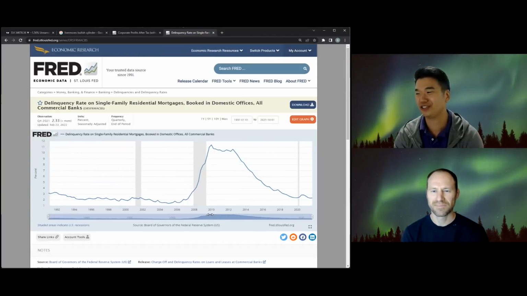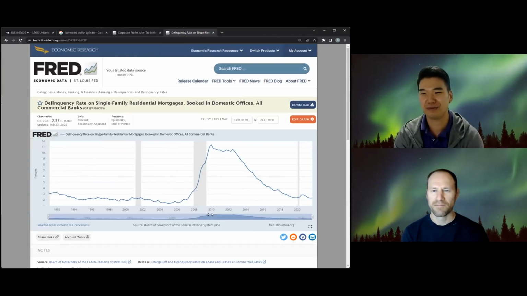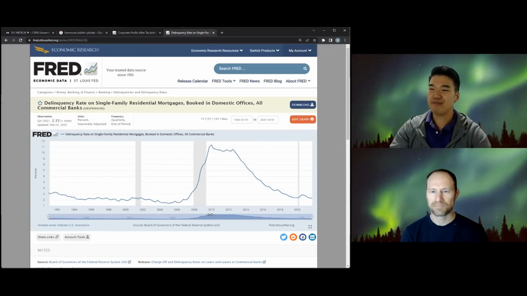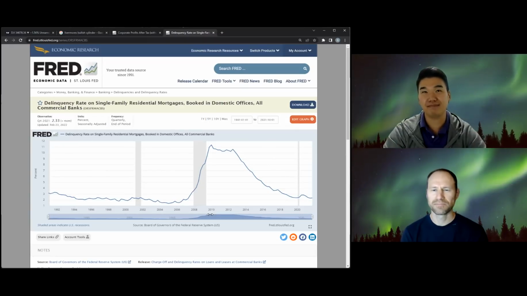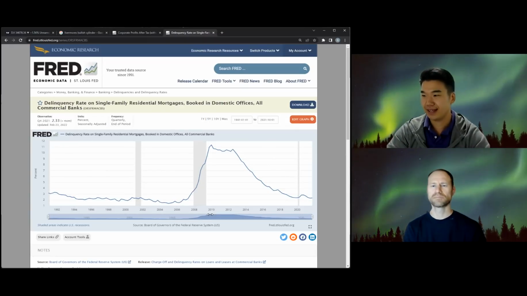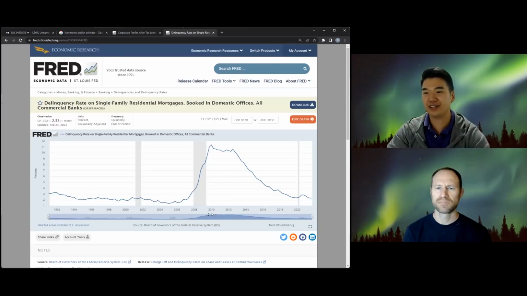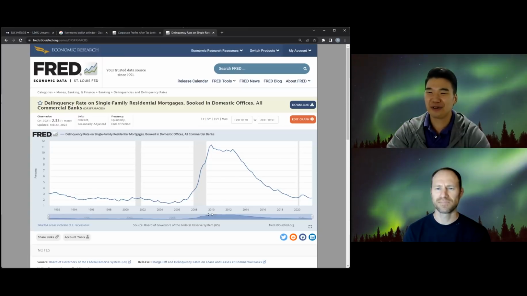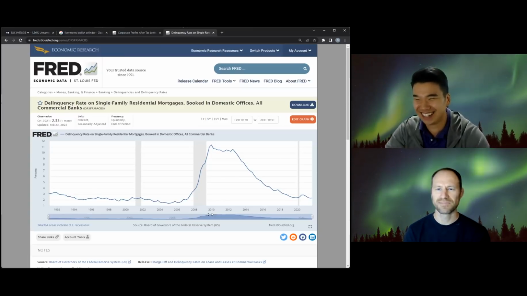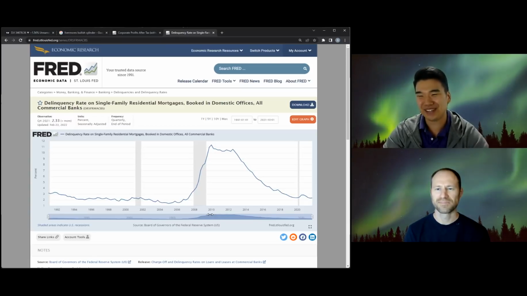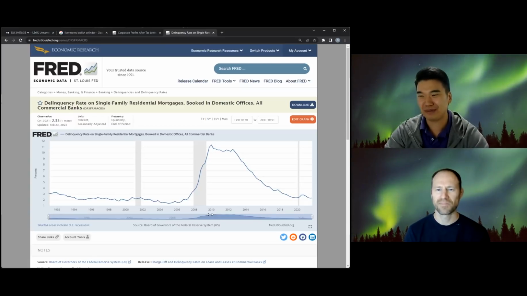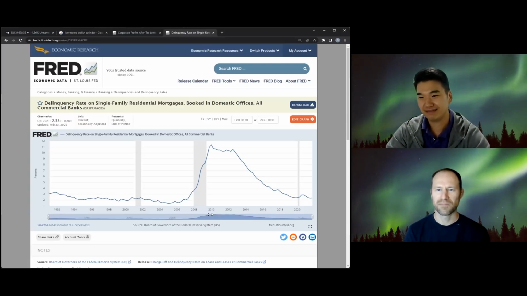You don't need to try and time this perfectly. Just go with the momentum. For me, the biggest mistake I've tried to make is trying to pick bottoms. I just don't try and pick bottoms or tops. I just wait for the money to start flowing in or out.